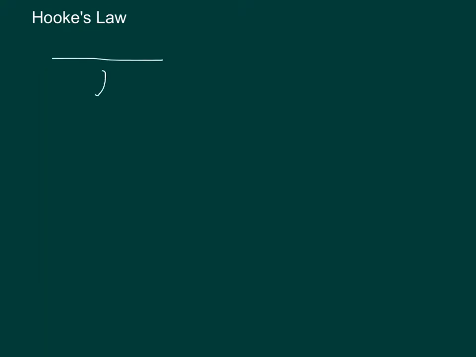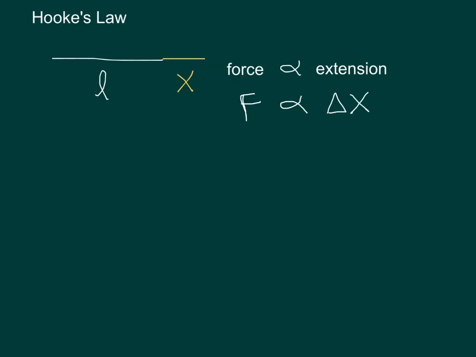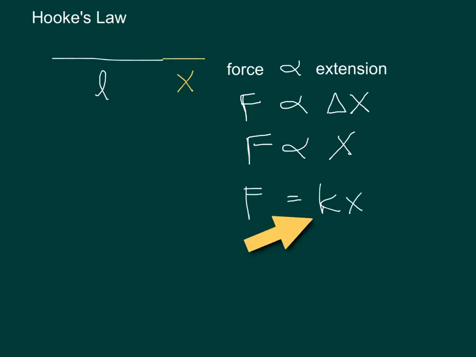Let's say you've got a wire of length L and you extend it a length X. So now you've got a wire of length L plus X. Then what we've got is the force is proportional to the extension. And all that means in math is that you've got F is proportional to delta X, delta meaning the change in X, so it could be just X. And we don't like proportionalities, so we can stick a constant in there. So you've got F equals Kx. And this K is called the spring constant.